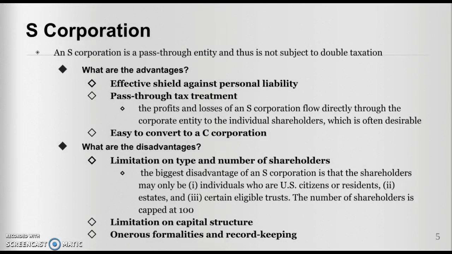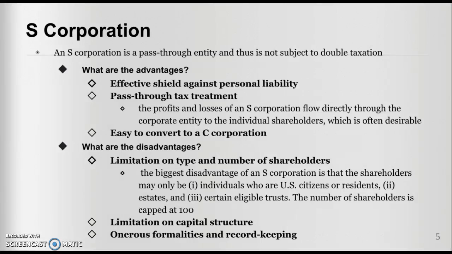S Corporation. An S Corporation is a pass-through entity and thus is not subject to double taxation. What are the advantages? Well, it's an effective shield against personal liability. It's a pass-through tax treatment. The profits and losses of an S Corporation flow directly through the corporate entity to the individual shareholders, which is often desirable. And it's easy to convert to a C Corporation.